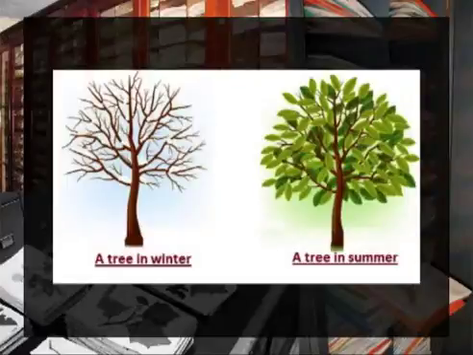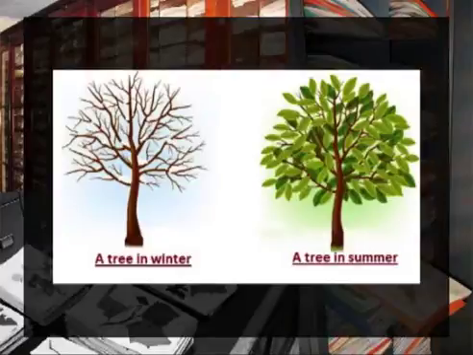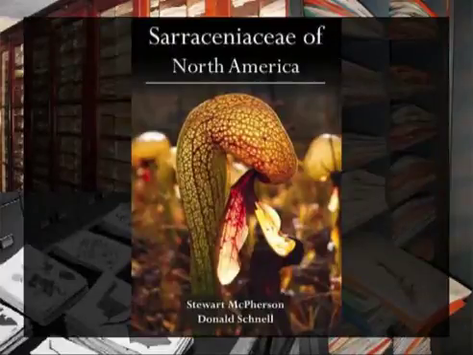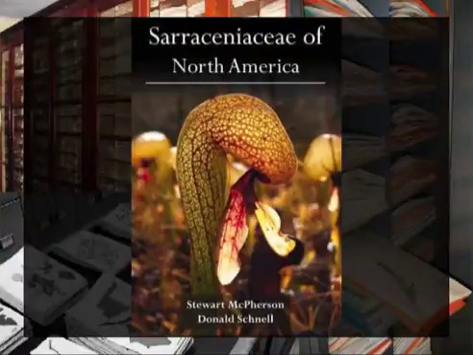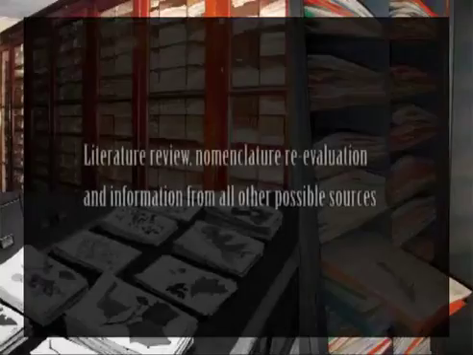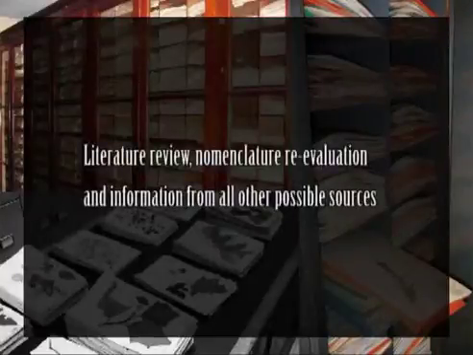Plants, particularly trees, frequently are portrayed in winter and in summer as an aid to identify them with and without leaves. A monograph is a comprehensive study of a particular taxon, such as a family or a genus, etc. It has exhaustive information of the taxon, including literature reviews, nomenclature reevaluation, and information from all other possible sources gathered and analyzed. It helps to produce a clear taxonomic treatment of a taxon, often stabilizing the classification.